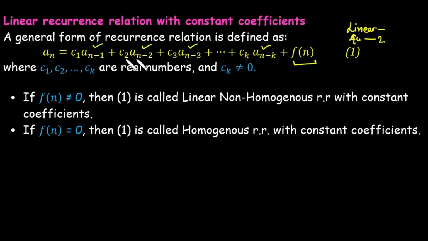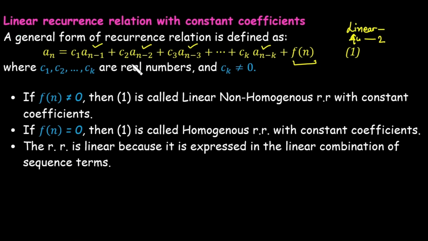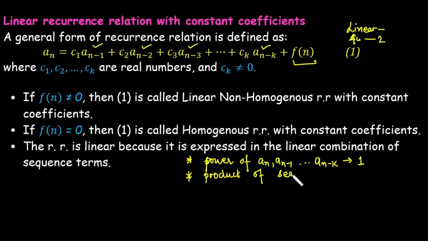Second condition is that the product of the sequence terms is not allowed. We have only added the sequence terms with the help of constants. We have not multiplied them. That is called a linear combination of sequence terms. Due to this, it is called the linear recurrence relation. So two things we need to check: the power of a_n, a_(n-1) up to all a_(n-k) is 1, and second, the product of sequence terms is not allowed. If both conditions are valid, we can say that it is a linear recurrence relation.